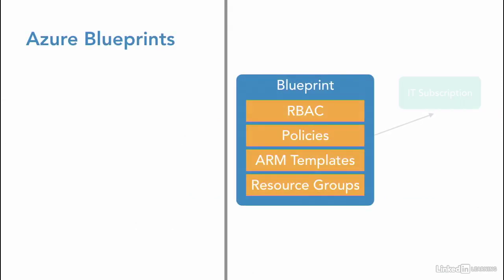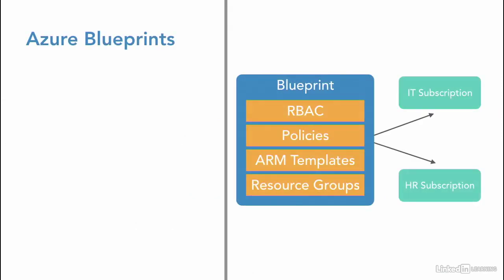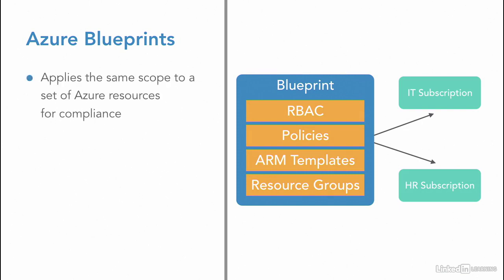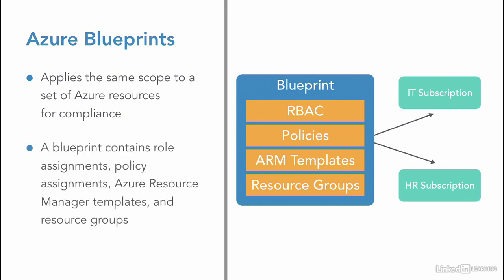Azure Blueprints is another one of those really cool tools that can be used for governance. A blueprint will apply the same scope or rules to a set of Azure resources to meet compliance. And you may be thinking, wait, didn't you just say that could be done using policies? And yes, I did. But the difference here is the blueprint contains not only policies, but role assignments, Azure Resource Manager templates, and resource groups. And it's all applied at the subscription level. This ensures that the same security and management features are applied to everything in the subscription, which helps keep our resources compliant. And as a side benefit, it can help reduce our costs.